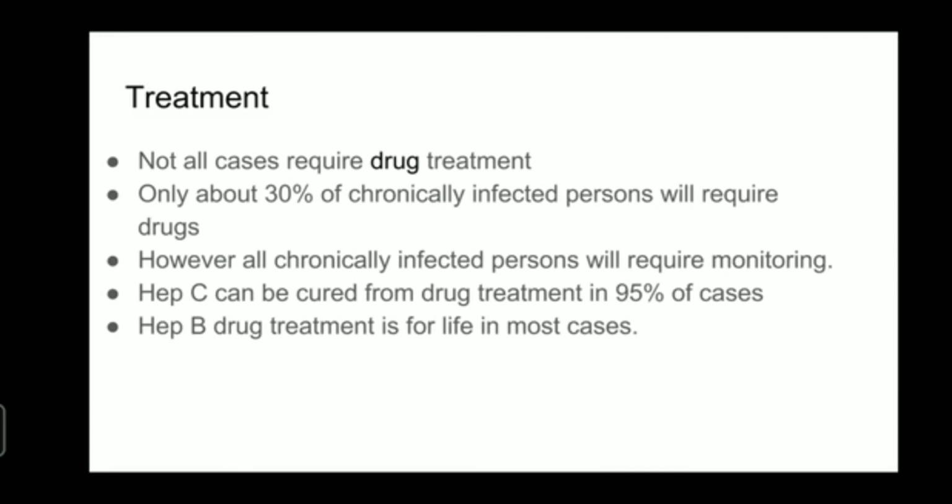But when you eventually become a chronic carrier, not all chronic carriers will also require treatment. Okay, so of the chronic carriers, only 30% of chronically infected persons will require drugs. So it means that a greater percentage, about 70% of those who are chronically infected, will not require drug treatment. But how do we know those who will require drug treatment, and separate them from those who will not? That is a case for the doctor to decide.